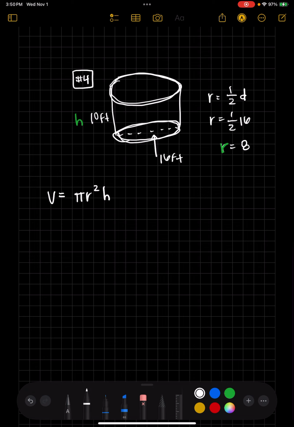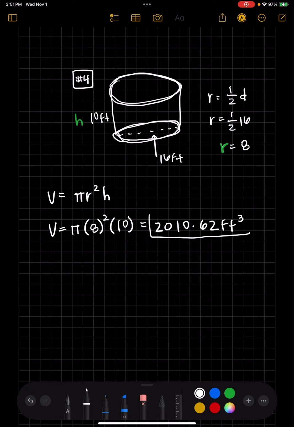Okay, so now let's just plug everything we have into our volume formula, which would be V is equal to pi times my r, which is 8, squared, times my height, which is 10. And then I can plug that into a calculator, and I would get 2010.62. Because it's a volume, we need to have a unit of cubic feet. Okay, and there we have it.